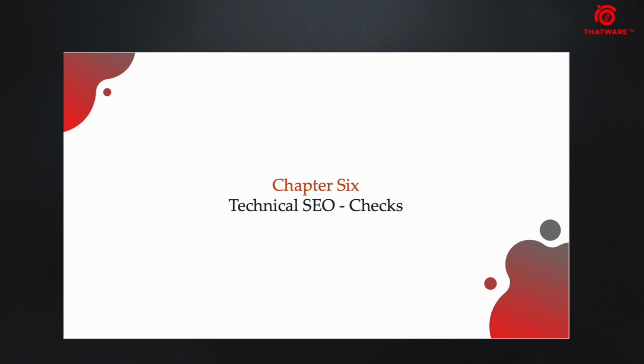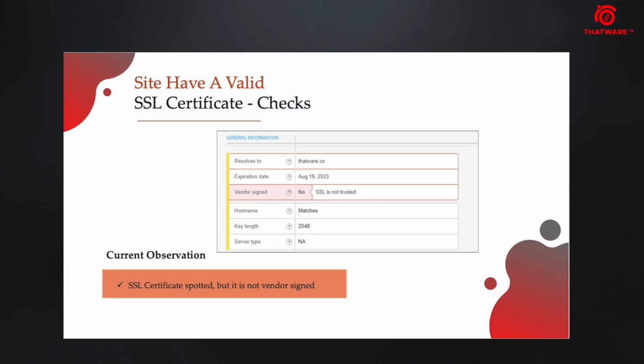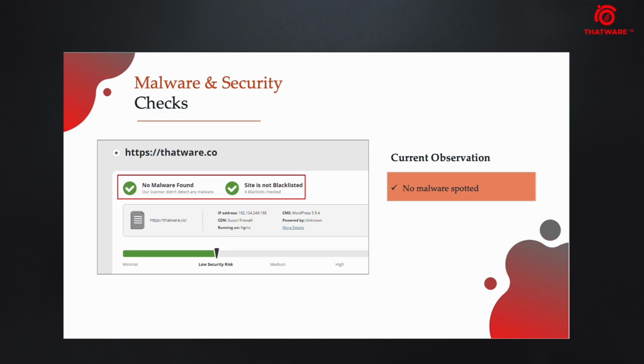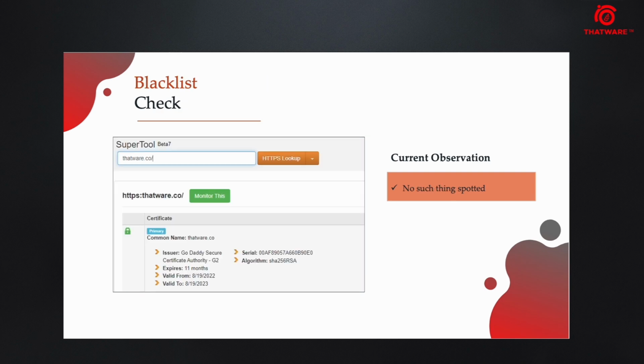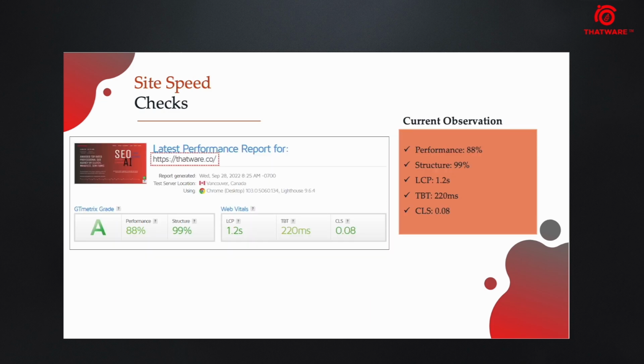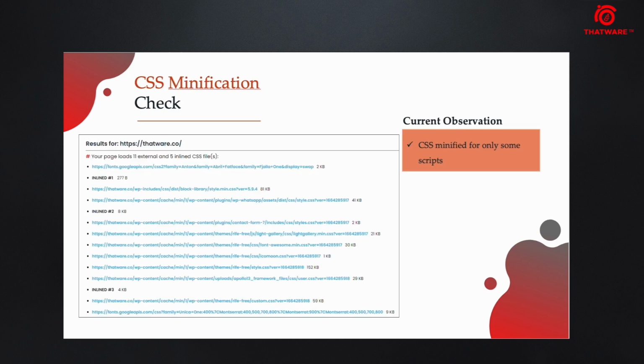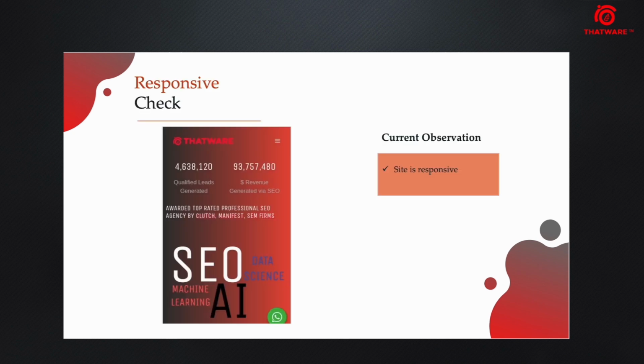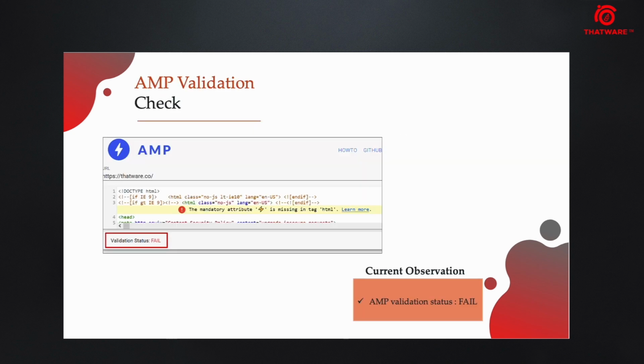Make sure you do have proper technical checks, such as that the SSL certificate is valid, you have a favicon, you do not have any malware, you are not blacklisted, and you are top graded as seen from GTmetrix, or your CSS and other scores as seen from GTmetrix are quite proper. Moving down to chapter 7 is the easy part, where you do all the mobile audit. So make sure your site is responsive and you have AMP.